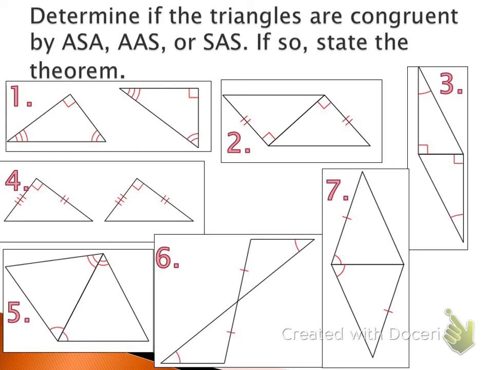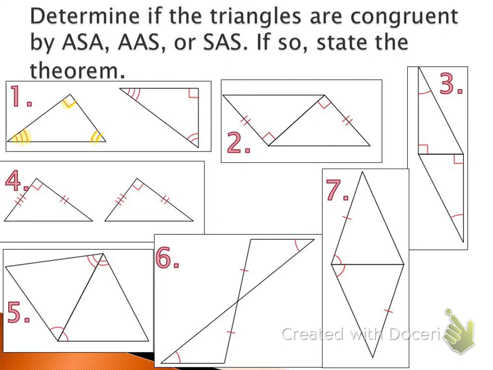All right, so you're answering number 1. Do you see a side marked congruent? Where are the sides coming from? Guys, what side is marked congruent in this picture? That's not a side. That's a right angle. That's an angle. So number 1, you have 3 angles marked congruent to 3 angles.